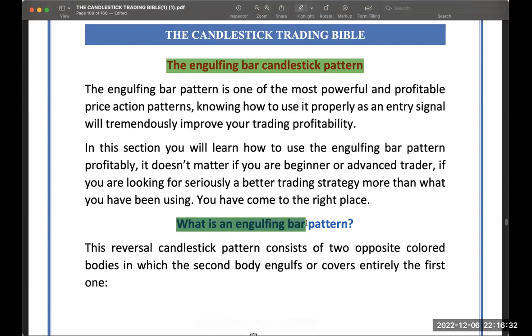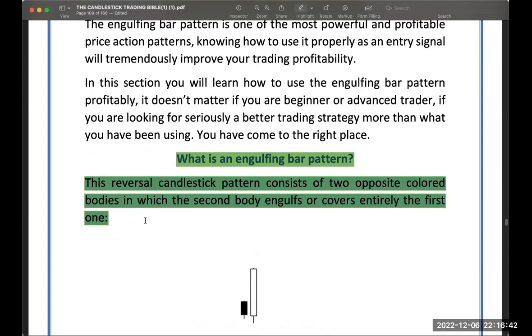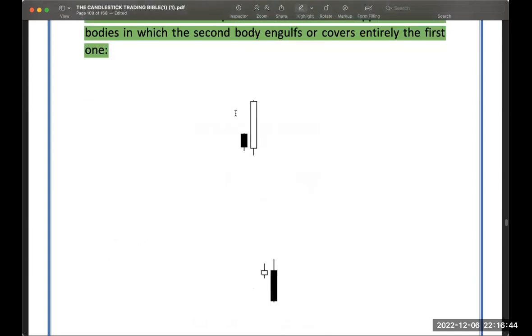What is an engulfing bar pattern? This reversal candlestick pattern consists of two opposite colored bodies in which the second body engulfs or covers the first body. Okay, you can see this is an example. If it's going up, it's called a bullish engulfing candle. If it's coming down, it's called a bearish engulfing candle.